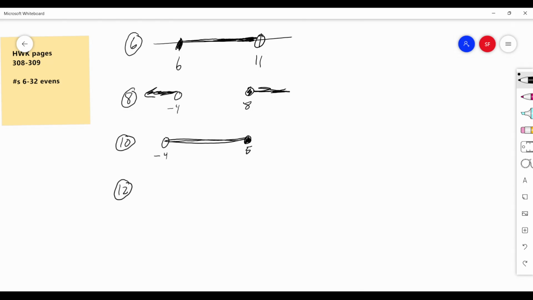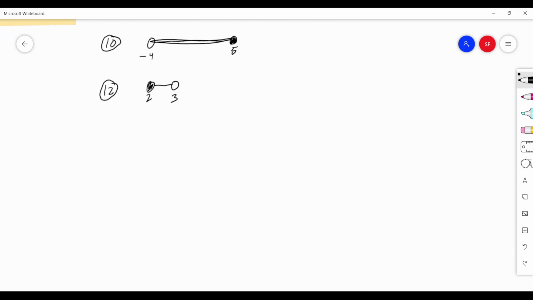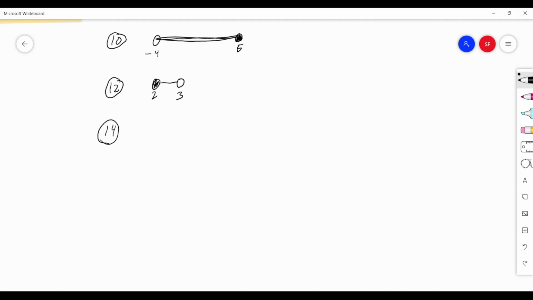Number 12 is a closed circle at 2, shaded between an open circle at 3. Number 14 was nothing, no solution, nada.